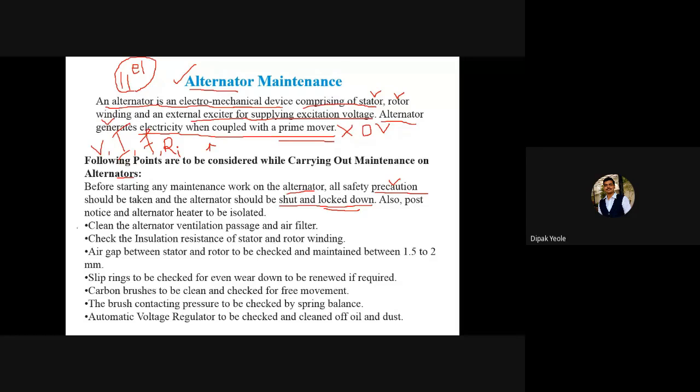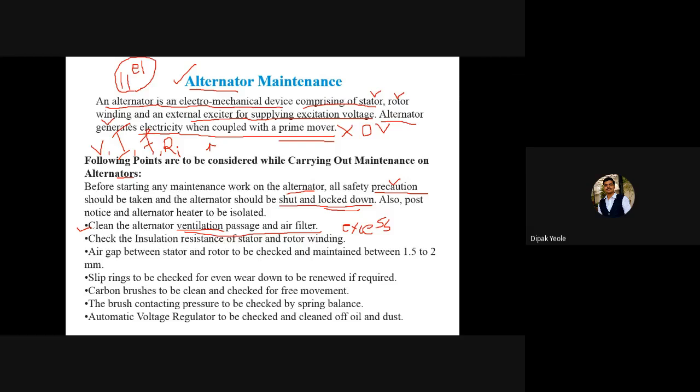Now what is the procedure? Clean the alternator ventilation passage and air filter. So that is the first step. Obviously ventilation is important in the case of an alternator, and if dust is deposited inside the ventilation, then excess heat is going to develop inside the alternator. So we have to make sure that our ventilation is clear first.